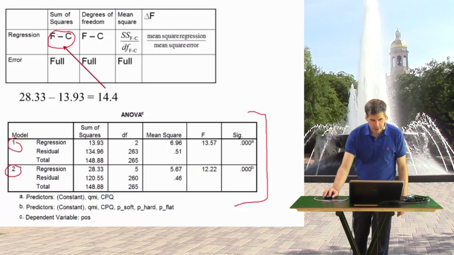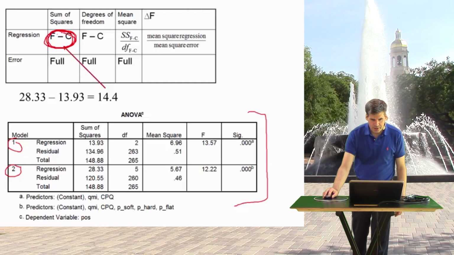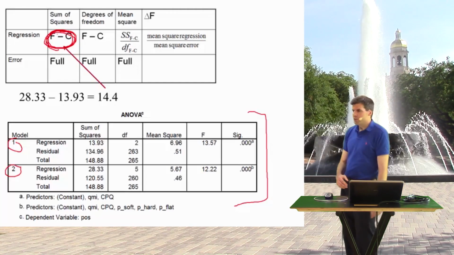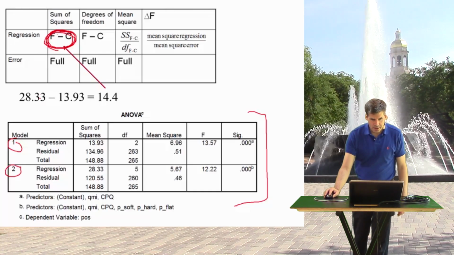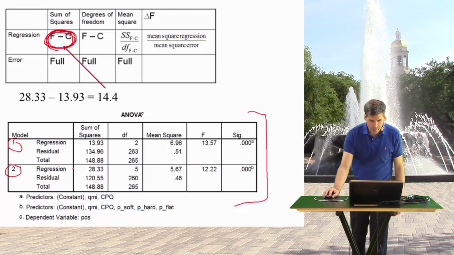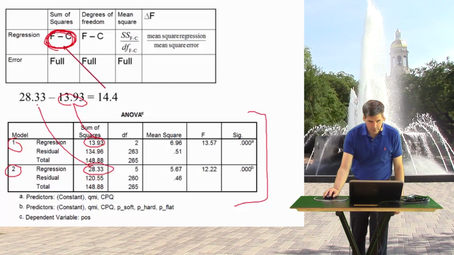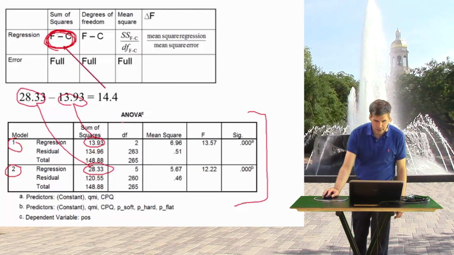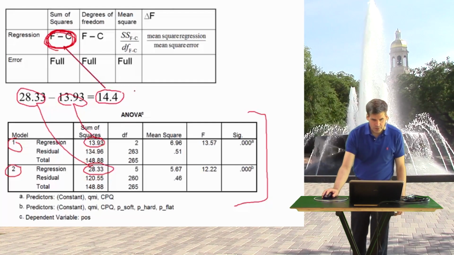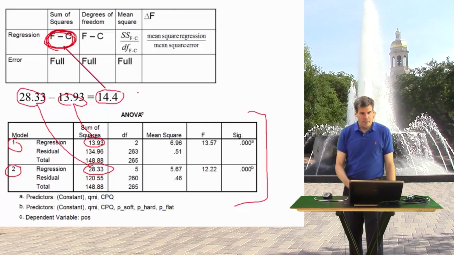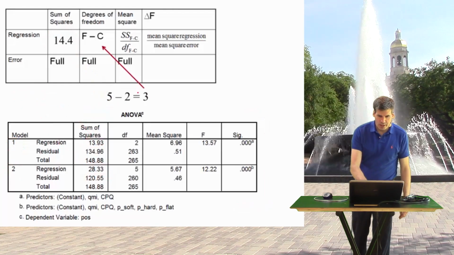And so to get up here in our delta F table, we need to calculate the sum of squares regression, or the sum of squares for explained variance. We do that by taking the sum of squares for our full model, for our explained variance, which is 28.33, minus the sum of squares for our constrained model, 13.93. So that goes right there, and 28.33 goes there. 28.33 minus 13.93, I get 14.4. So that is our sum of squares explained variance, or sum of squares regression.